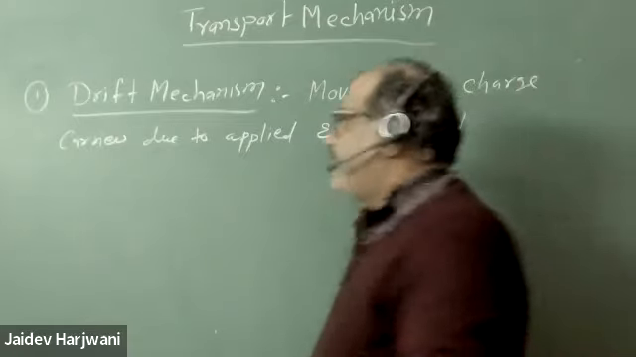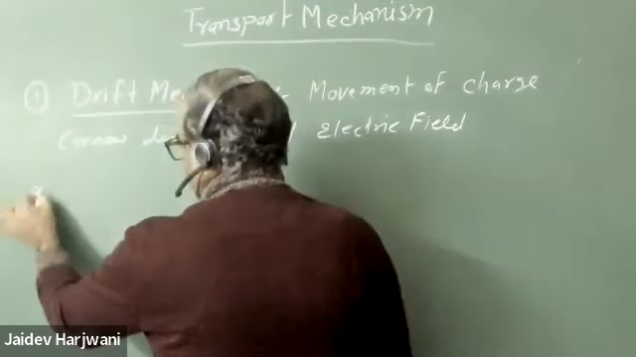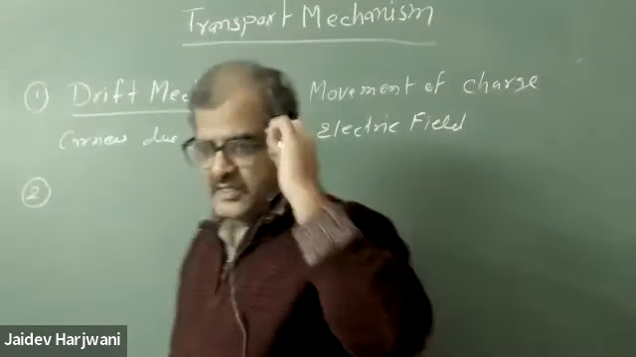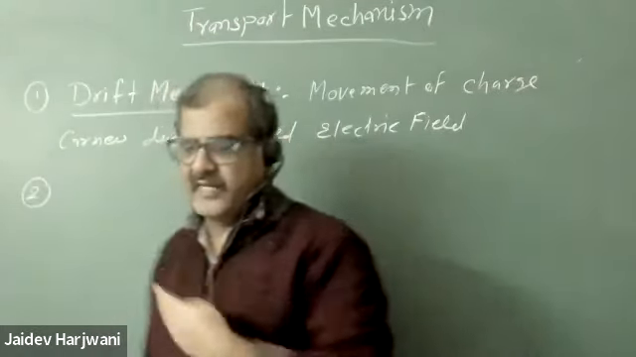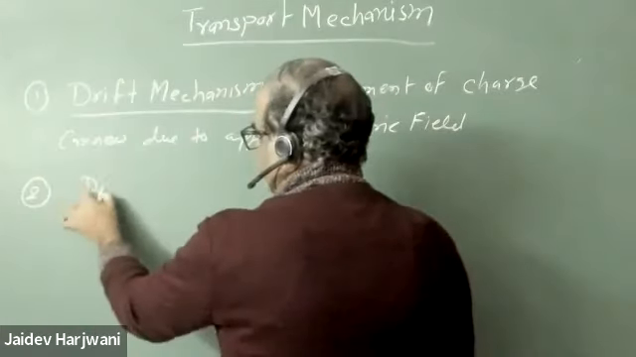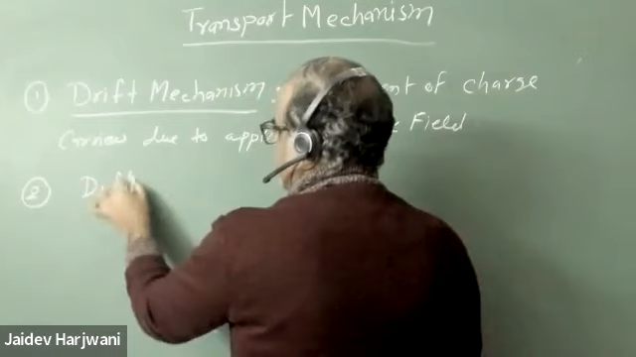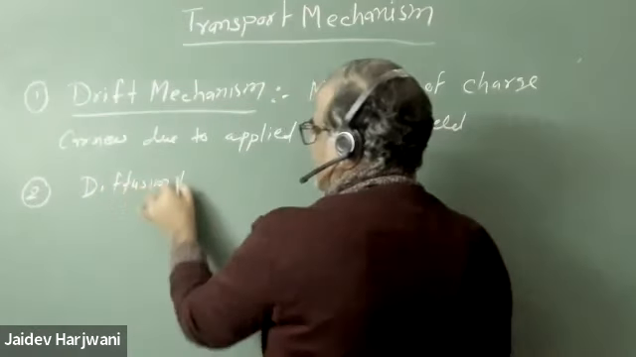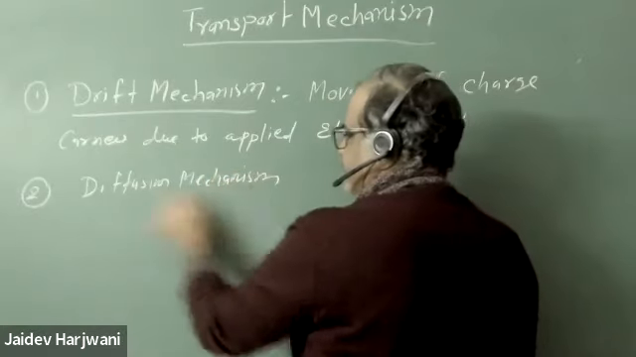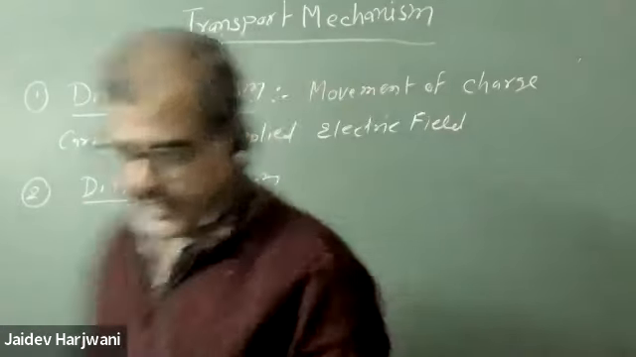Now another important thing, which generally we do not see in metals. So that is a difference between metal and semiconductor also. That is called the diffusion mechanism. So what is the diffusion mechanism?